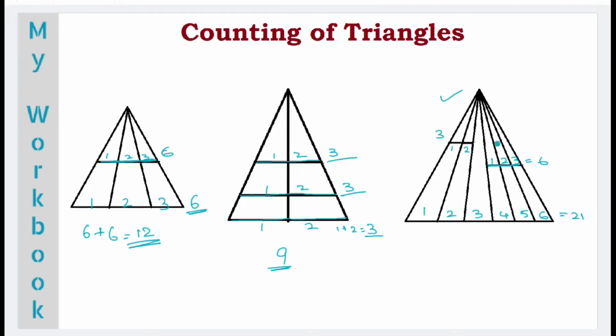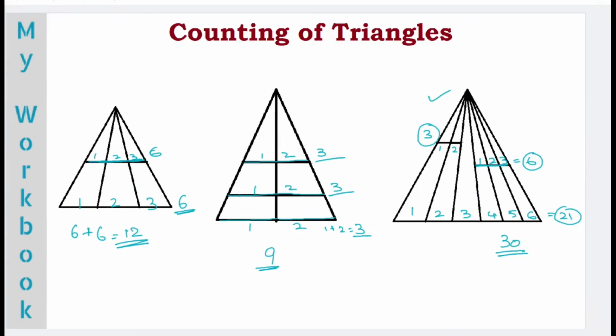So for the image as a whole, we need to add up all these numbers. 3 plus 6, 9, and 9 plus 21 will give you 30. So this image as a whole has 30 different triangles. So whenever you see straight lines dropped from the peak to the base and also some horizontal lines in between, you can use this shortcut.